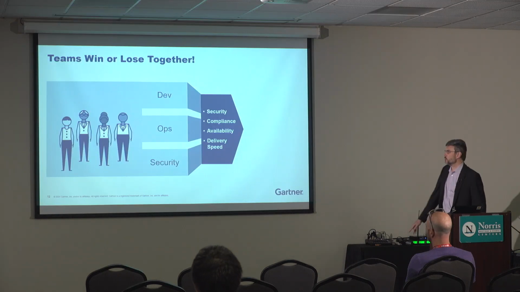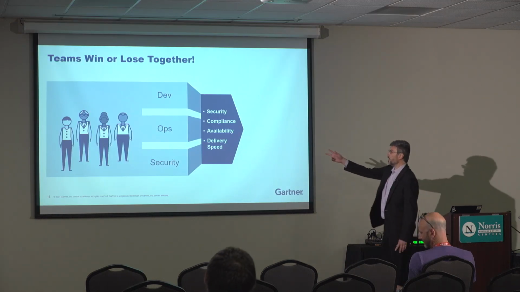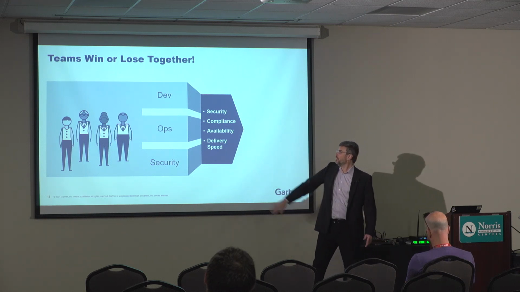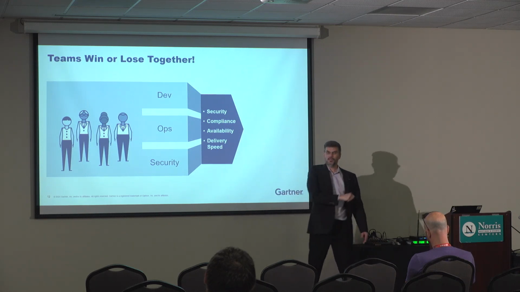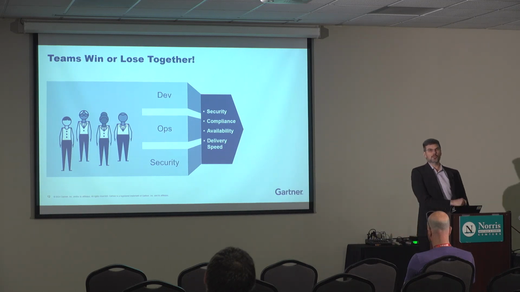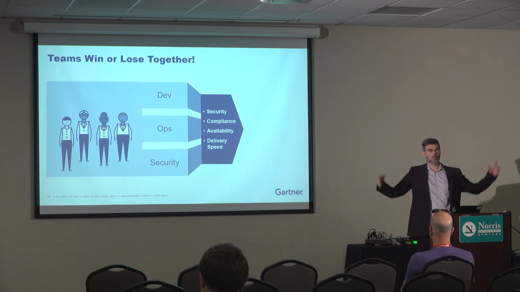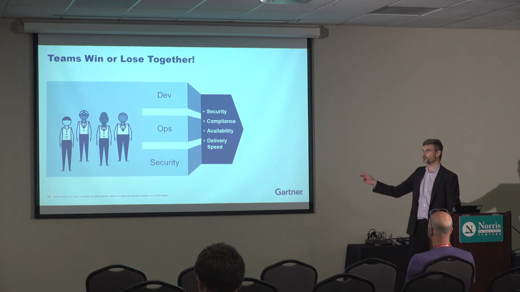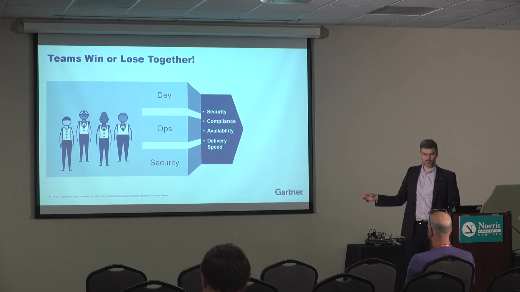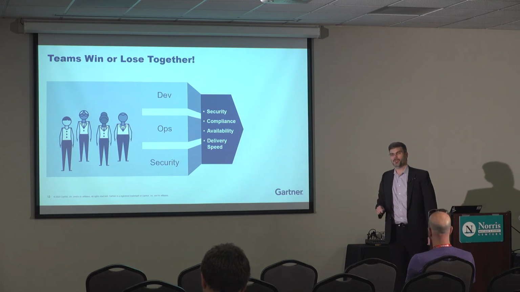So let's look at the reward structure. So here's my three common teams. I've got my development, my ops, my security. And these are all the things that we're supposed to be worrying about. Who's responsible for security? We all are. Who's responsible for compliance? We all are. Who's responsible for making sure that system is up?